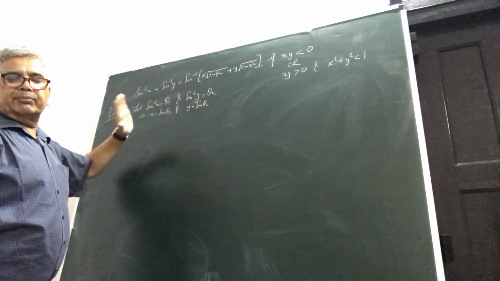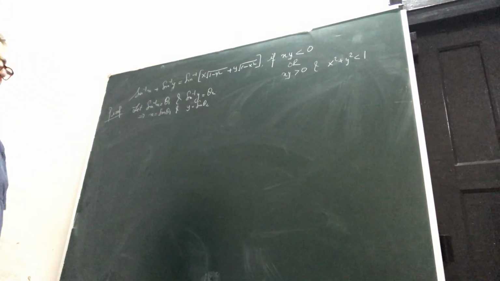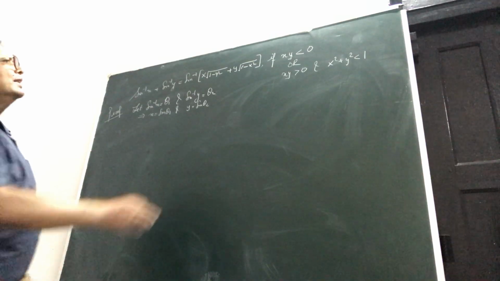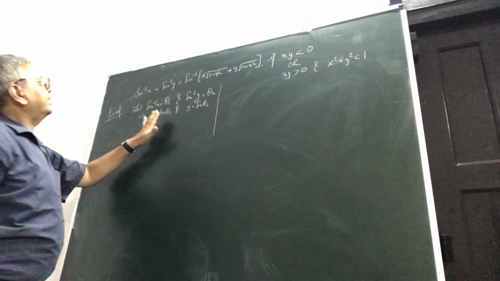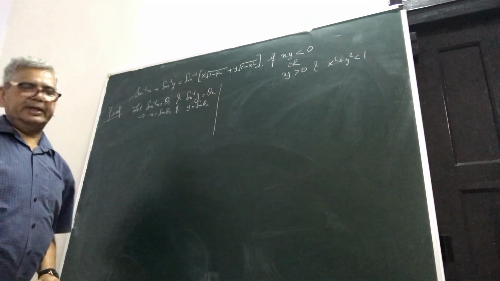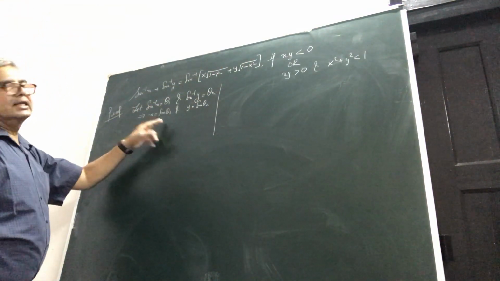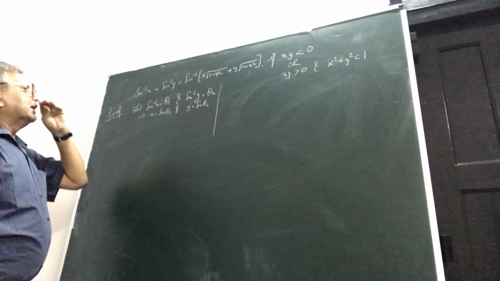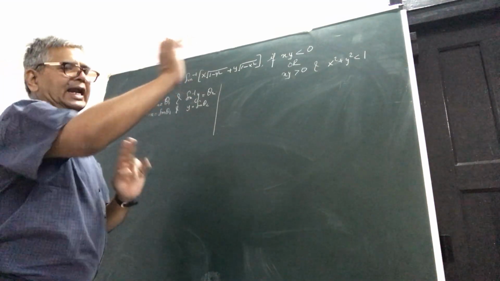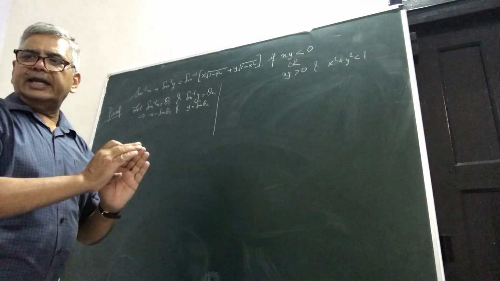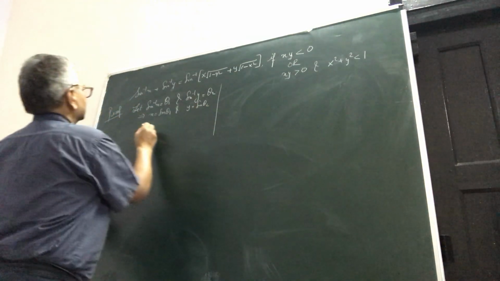So that is to be understood: for x, mod x should be less than 1, and for y, mod y is also less than 1. Now one thing is pretty obvious. If xy is less than 0, then what does it mean? It means one is positive and the other is negative. So suppose x is positive, y is negative. Then theta 1 will lie there, because if you look at the graph of sin theta, from minus pi by 2 to 0 they are negative, and from 0 to pi by 2 they are positive.